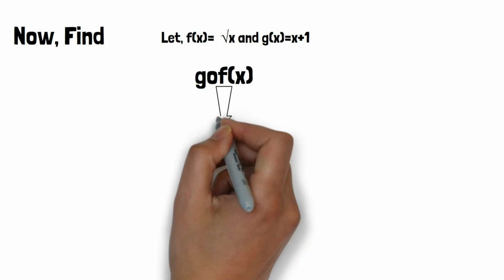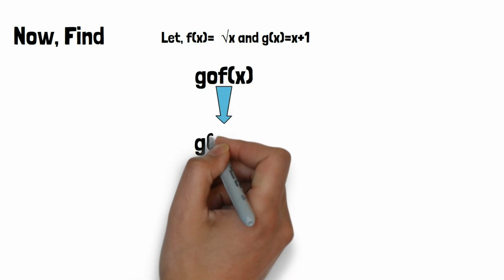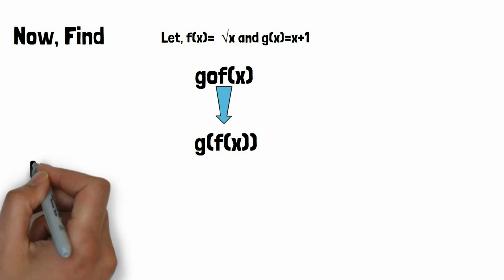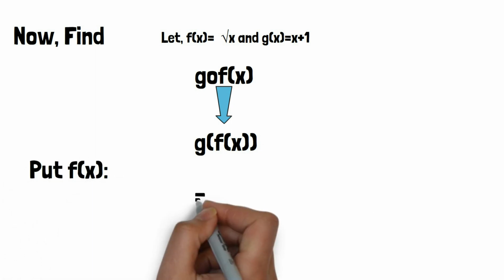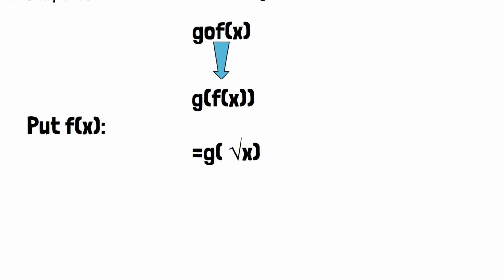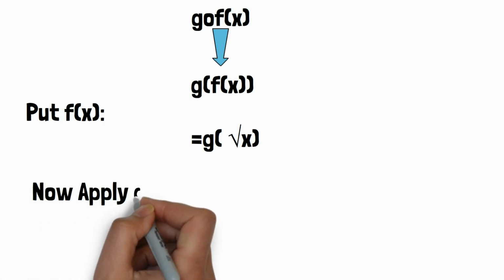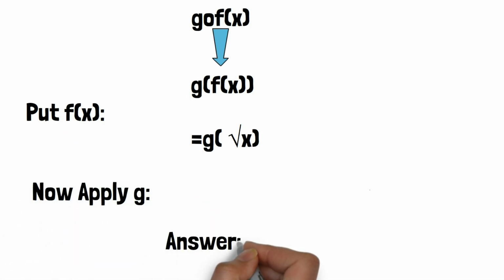Now we find g of f of x. As we know, it can be written in the form g of f of x. Now apply the function f of x, which is actually square root of x. Now we have to apply function g on the square root of x. It becomes square root of x plus 1, because the outer function always applies on the x, so it becomes square root of x plus 1.